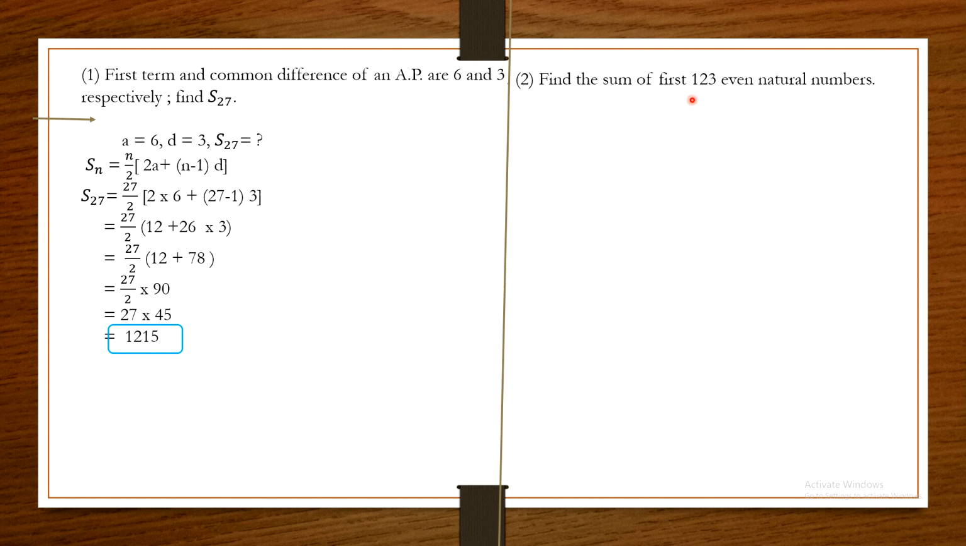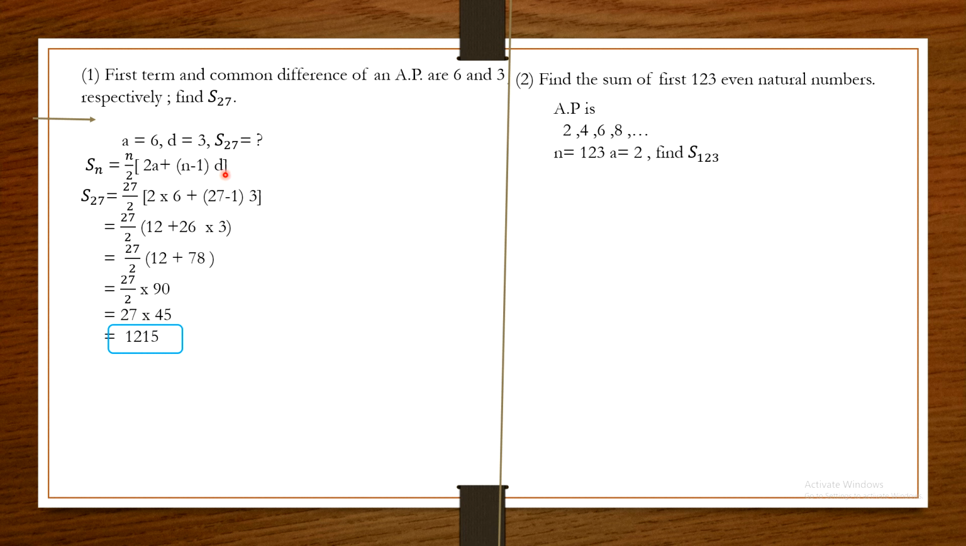Okay, now let's take another example. Find the sum of the first 123 even natural numbers. We know that natural numbers start from 1, and even natural numbers start from 2 onward, that means 2, 4, 6, 8, etc. So this is an infinite AP. Here the value of a is 2 and n is given as 123. We have to find the sum, that means S123.